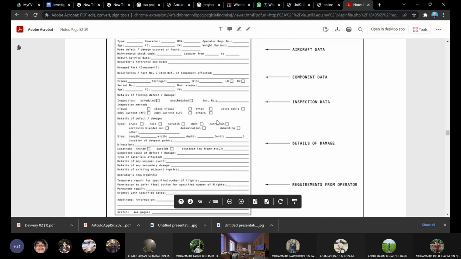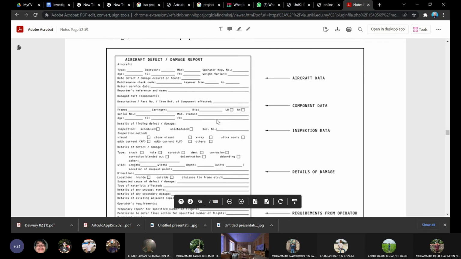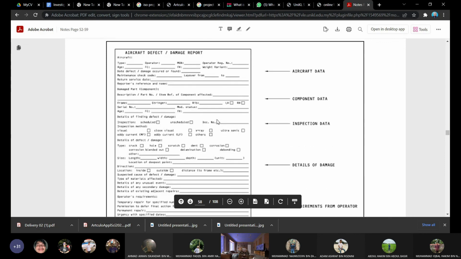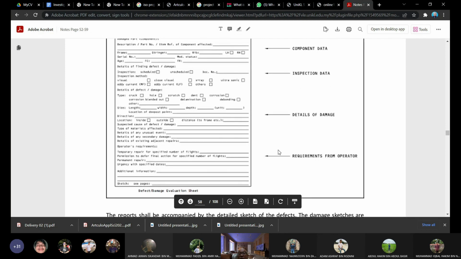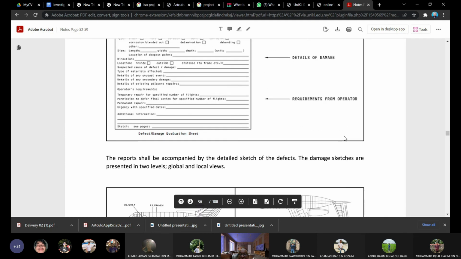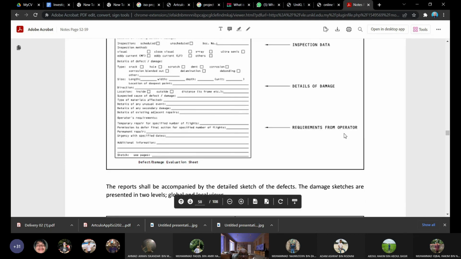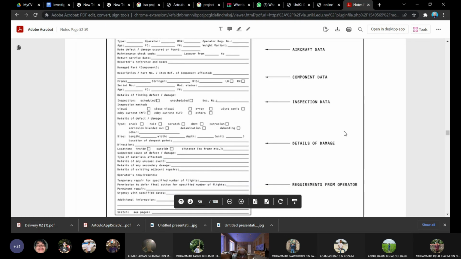Then again, most importantly, when you are preparing the report, you should not miss these components: aircraft data, component data, inspection data, detail of damage, and what your requirement is on the area. Because these defect reports may go to several places at the OEM depending on the area of the structure. They are not like us in the airline, where we are technical services, 1 or 2% in the technical services of the airline, we work to cover everything.